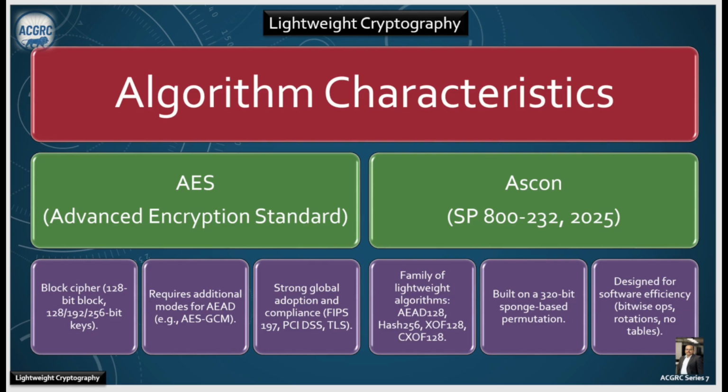When it comes to Ascon, which is 8.3.2, it's a family of lightweight algorithms constituting AEAD 128, Hash 256, XOF 128, or CXOF 128. It's built on a 320-bit sponge-based permutation. It is designed for software efficiency.